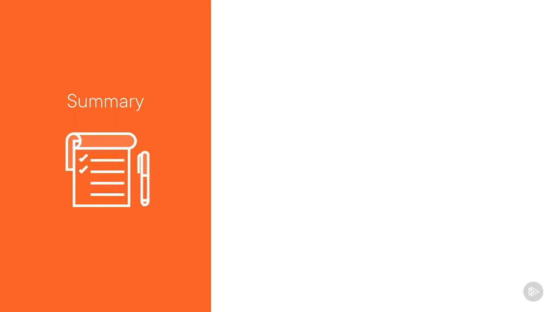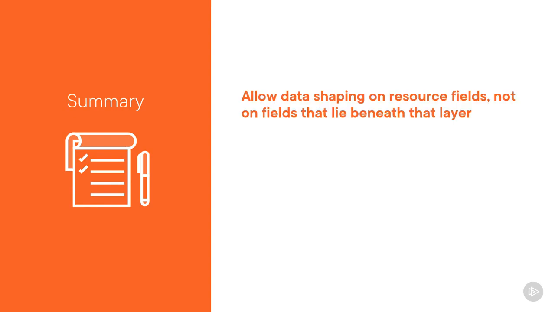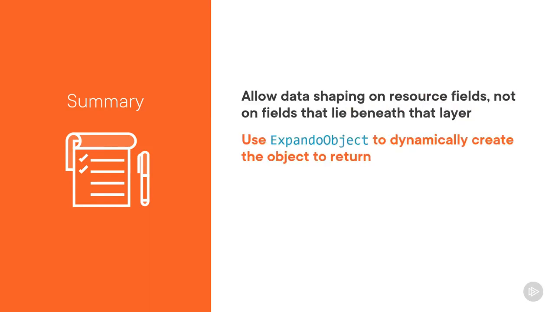When implementing data shaping functionality, it's important to keep a few things in mind. Data shaping can only happen on resource fields, not on fields that lie beneath that layer. Once a class is shaped, it's no longer of the original type. Working with ExpandoObject makes it easy to create these types of objects.